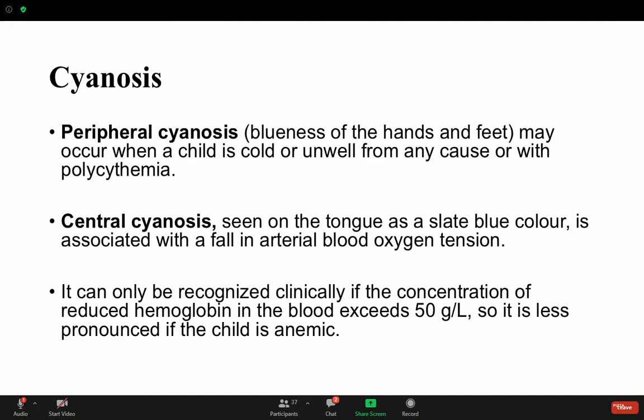The central cyanosis is what we care about. It's best seen on the tongue. Okay, so inside on the tongue there is bluish discoloration. This is associated with a fall in arterial blood oxygen tension. Okay, but this is important. Central cyanosis is important. The last point, don't worry about it.